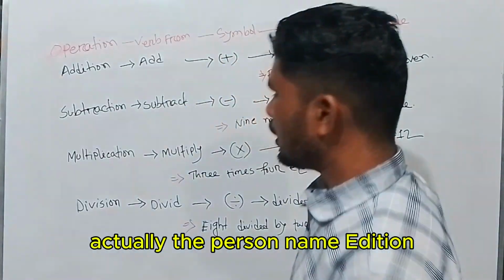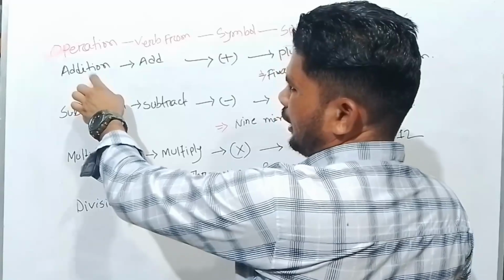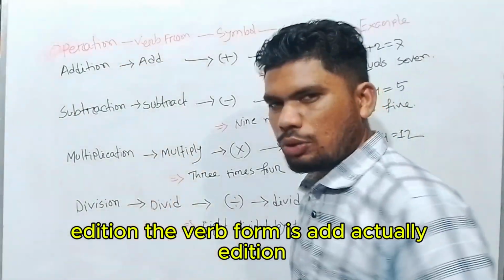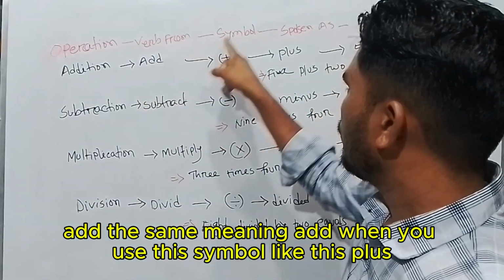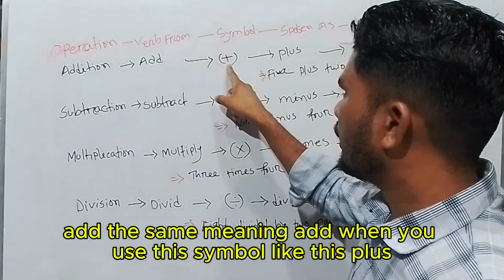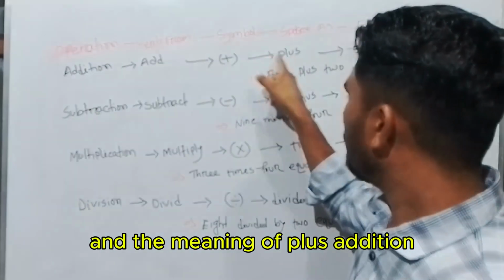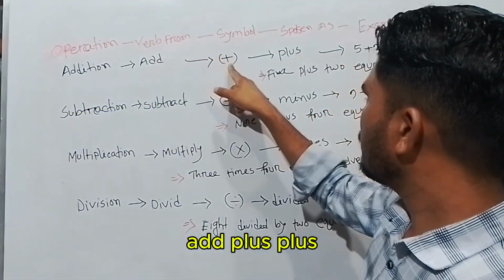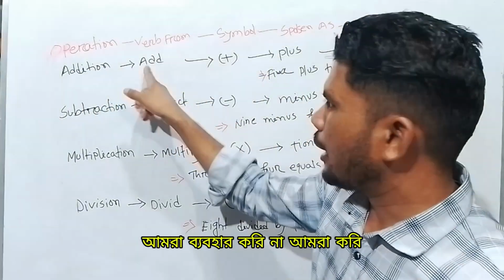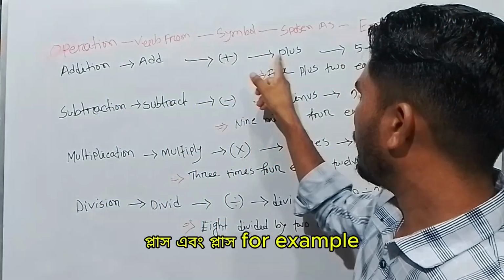Actually, the operation name is addition. Addition, the verb form is add. Actually, addition and add have the same meaning. Add, when you use this symbol, plus, the meaning of plus, addition, add, plus. We don't use addition or add, we use plus.